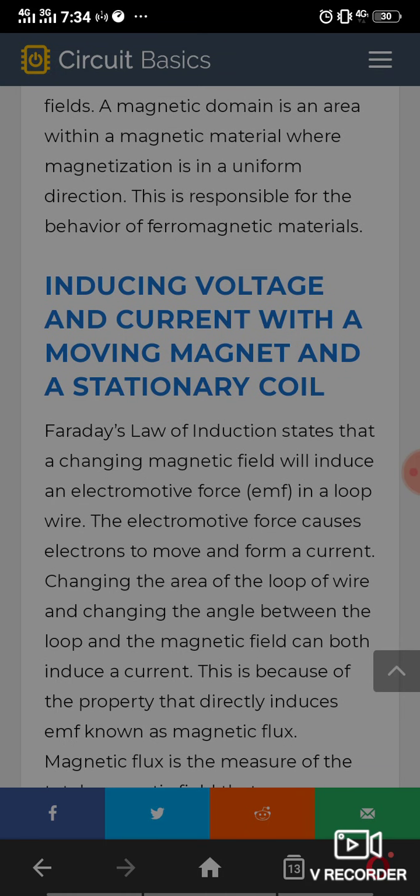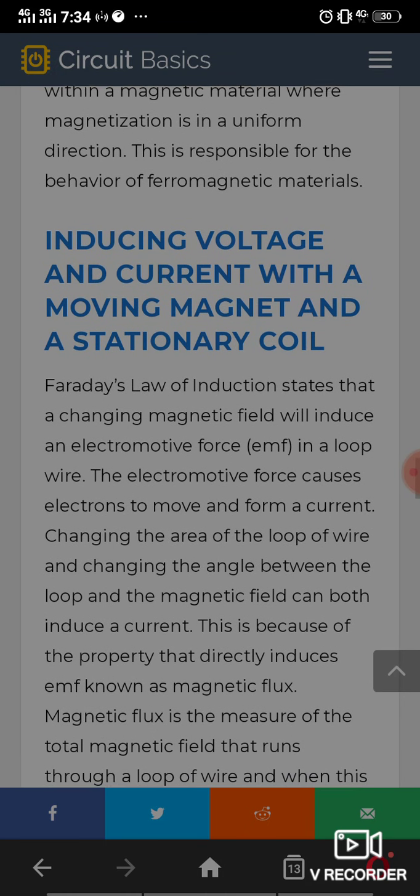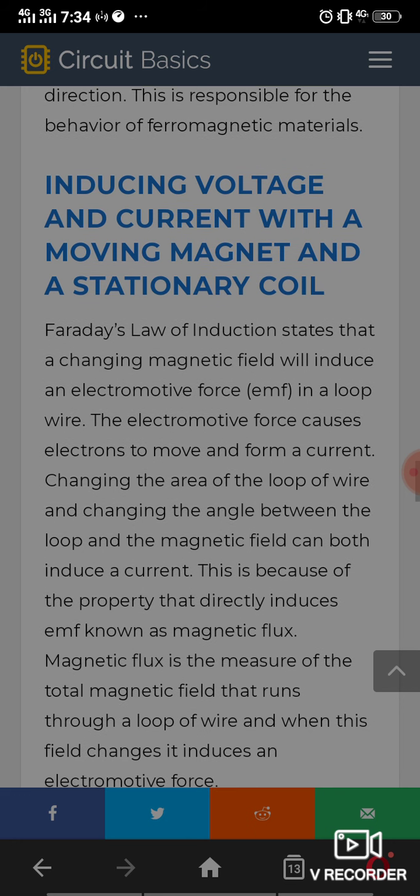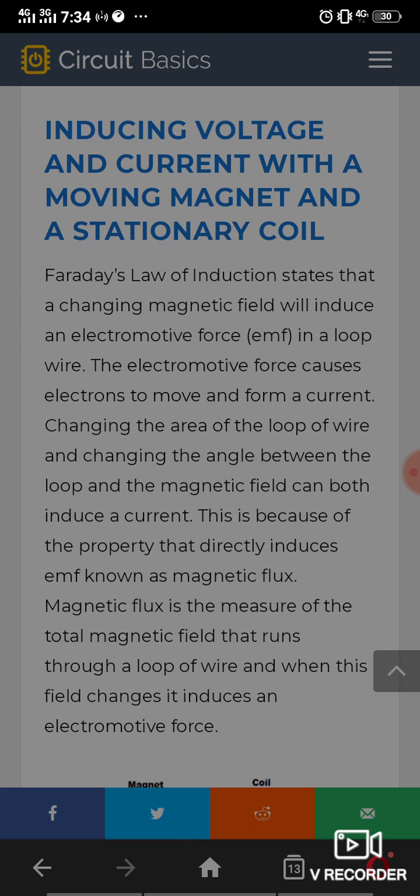Third part: induced voltage and current with a moving magnet and a stationary coil. Faraday's law of induction states that a changing magnetic field will induce an electromotive force in a loop of wire. The electromotive force causes electrons to move and form a current. Changing the area of the loop of wire and changing the angle between the loop and the magnetic field can both induce a current.